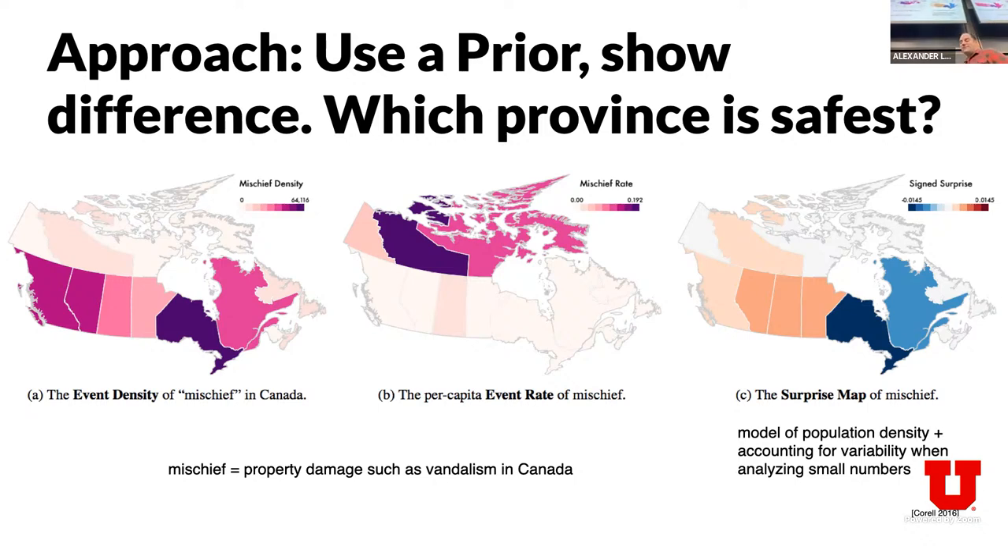And if you have these extremely small populations, you shouldn't really care so much about outliers because they could just be random noise, right? And so they came up with this metric that they call sign surprise that considers both the population, but also considers small numbers and adjusts based on that. And so what you see then is that actually Ontario and Quebec both have slightly lower mischief occurrences than you would expect. And the Great Plains states do have a little bit more than you would expect, but this big outlier for the Northern Territories here isn't quite as evident anymore.